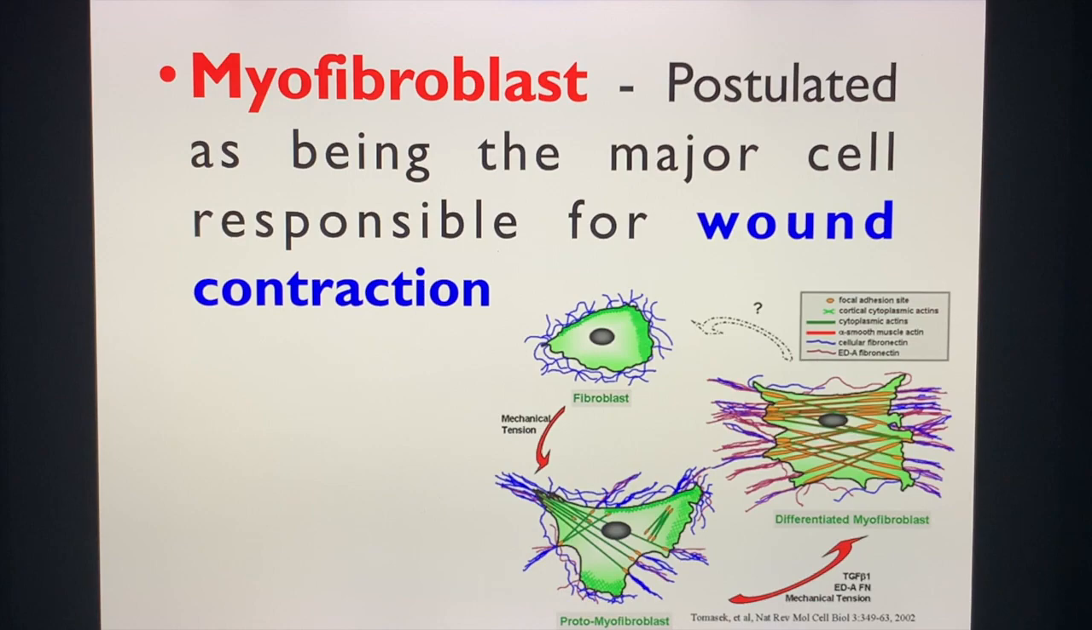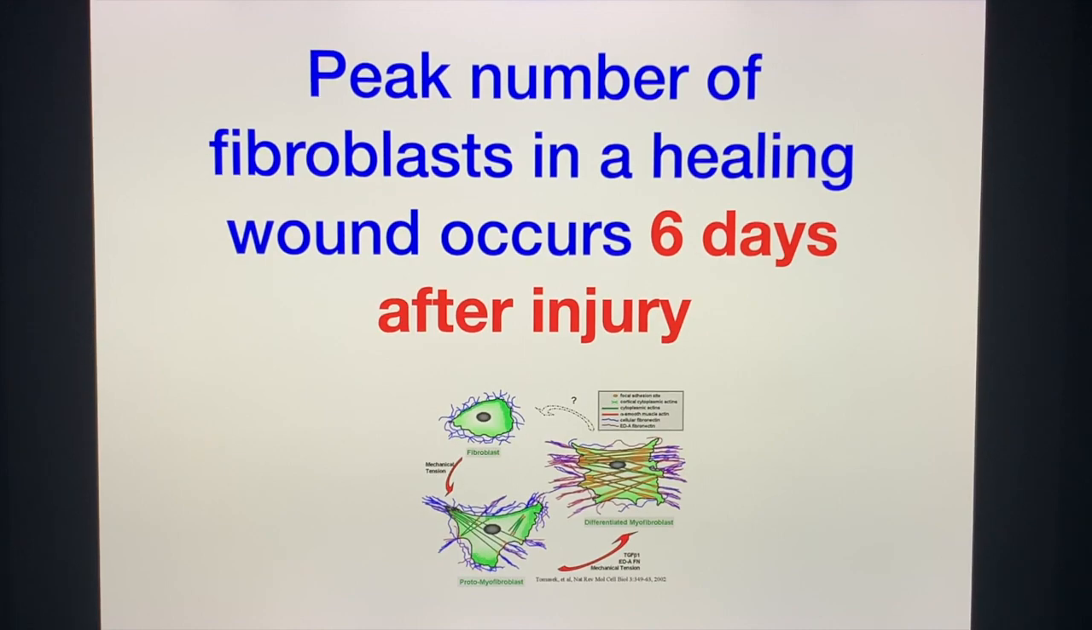Now, I want everyone to memorize this by heart. A specific fibroblast known as your myofibroblast is postulated as being the major cell responsible for wound contraction. So memorize, the myofibroblast is the major cell responsible for wound contraction. It starts off with a fibroblast, differentiating into a myofibroblast, until it becomes a differentiated myofibroblast.